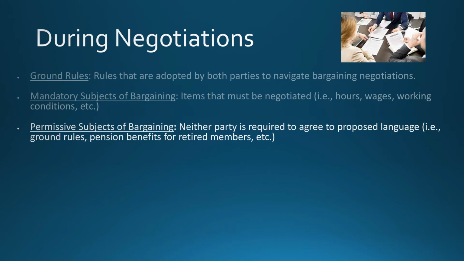Permissive subjects of bargaining. Neither party is required to agree to proposed language, for example, the ground rules, pension benefits for retired members, etc. Please visit Smart University to find a document that will go into more detail about what mandatory subjects of bargaining are and permissive subjects of bargaining.